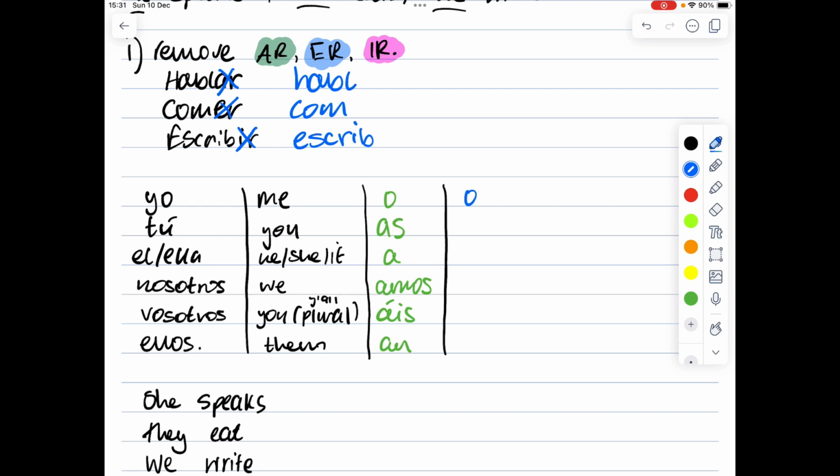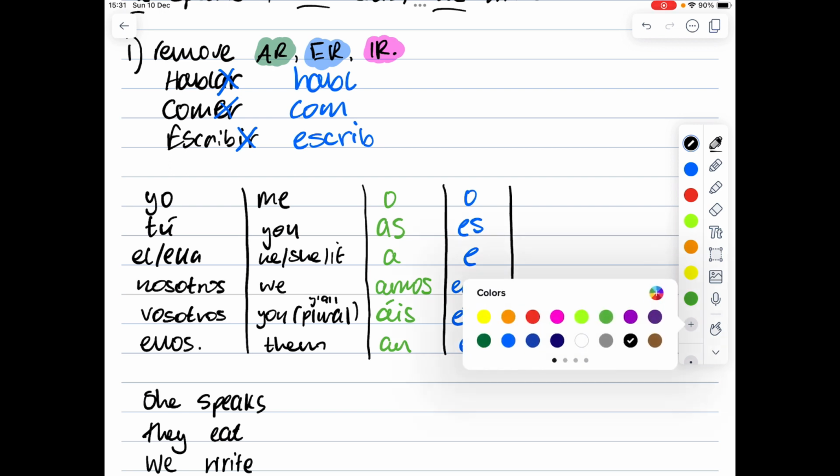For our ER endings, you also add O for me or for I. You add an E, S for you, an E for he, she, or it. Emos for we. Éis with an accent on the E for you, plural. And EN for they. Now for IR verbs, it is very similar. There are just two differences. So ER and IR verbs are very similar.